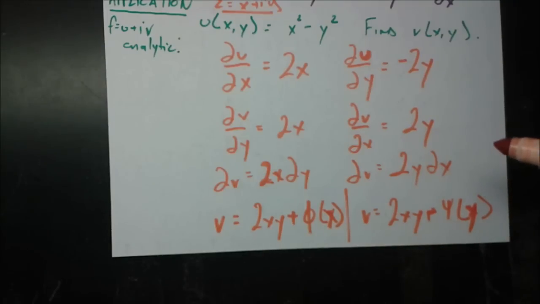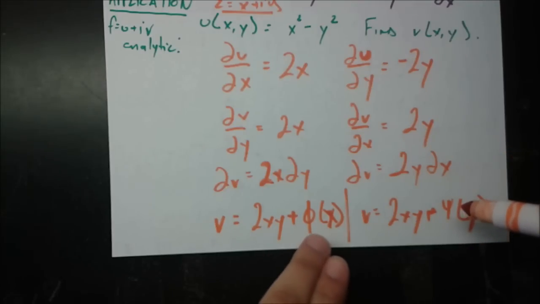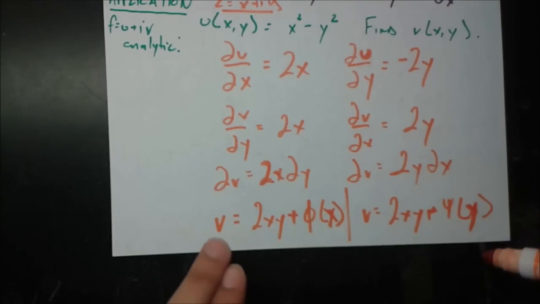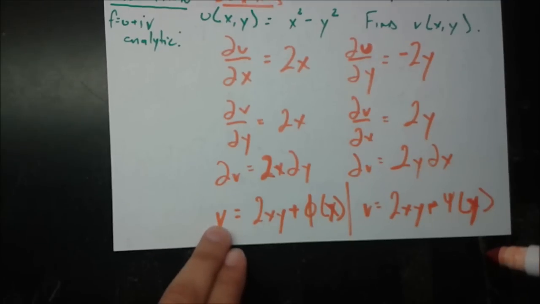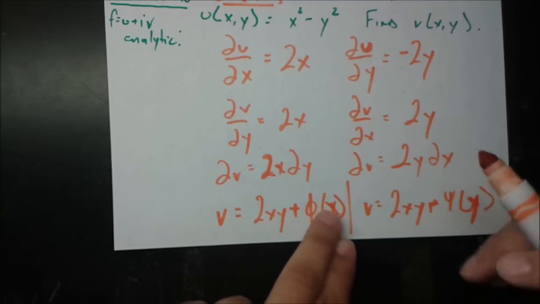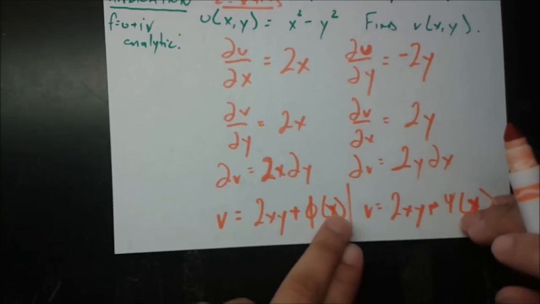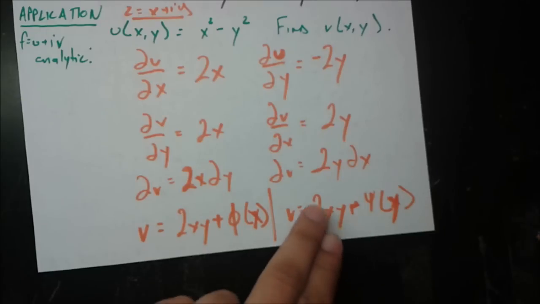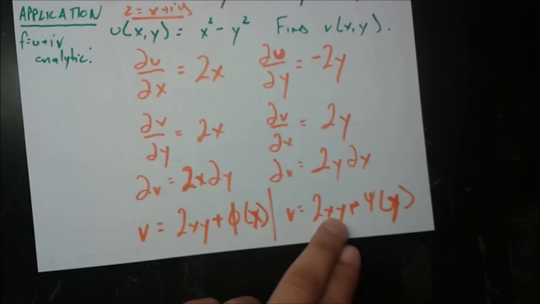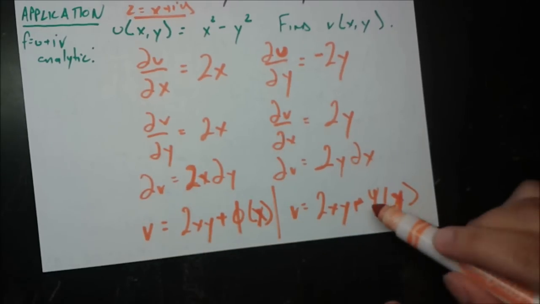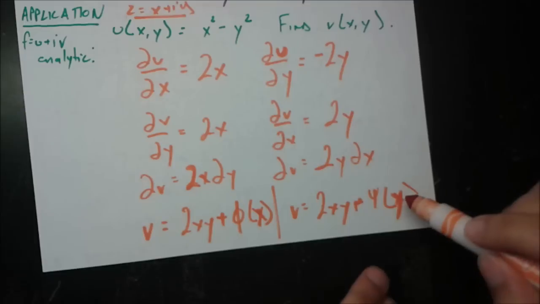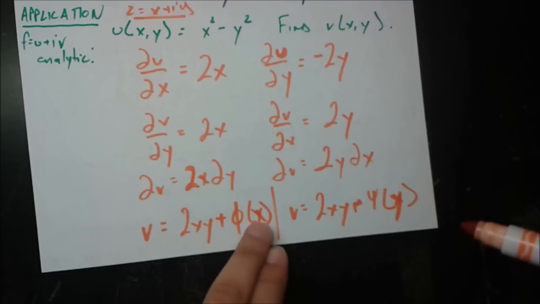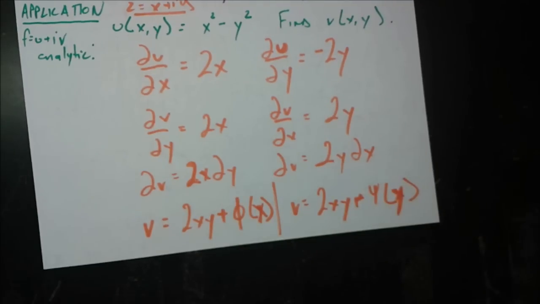If you're not familiar with this psi or phi notation, these are just functions. This is just a function of x because, let's say we did dv dy on this, we would get 2x, and this would just go away because it does not include y. And similarly, if we did dv dx here, this would be 2y, and this would go away. So we have to include a function of y here and a function of x here when we're integrating with respect to x and y respectively.